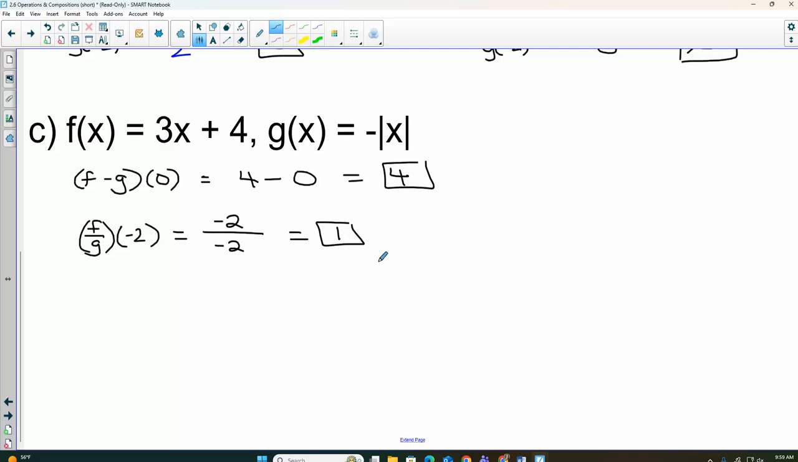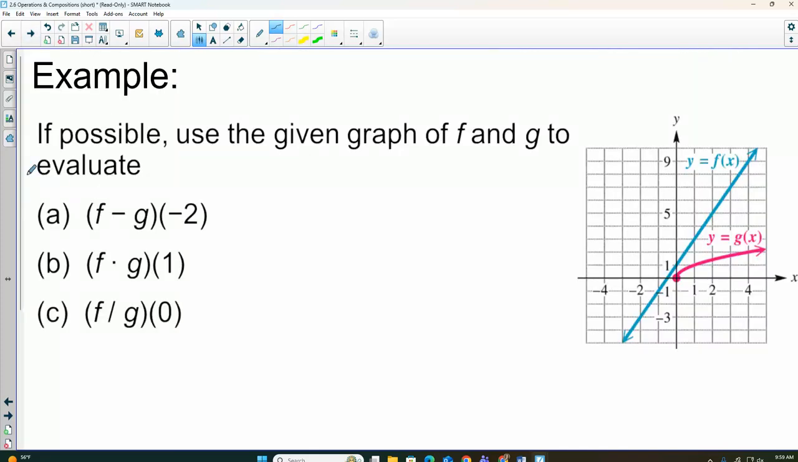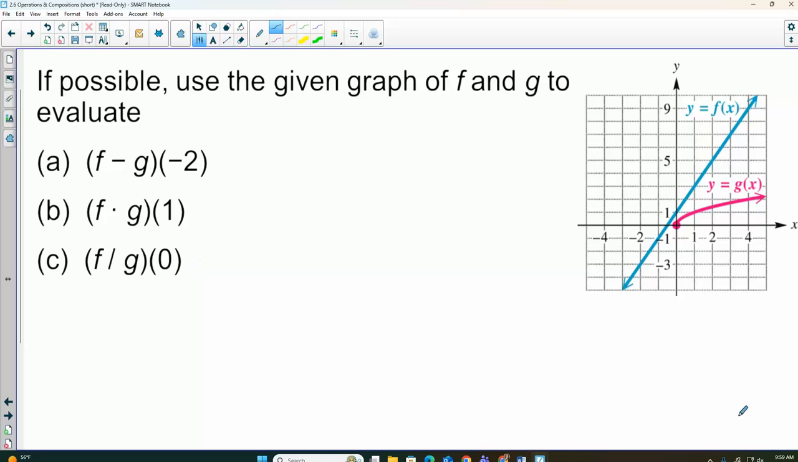I want you guys to try from the graphs. So take a few minutes, try these on the graphs, and we'll check ourselves. F minus g of negative 2. You have to find f of negative 2 and subtract g of negative 2. The negative 2 is the x. You're finding y. So go ahead and find when the x is negative 2.